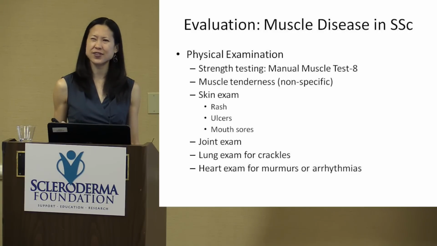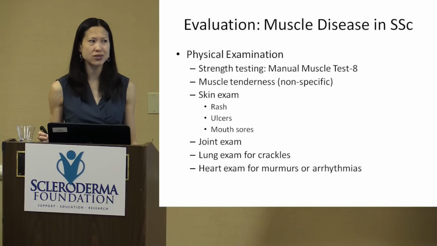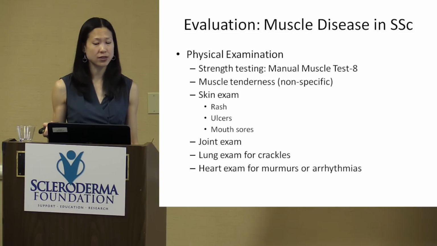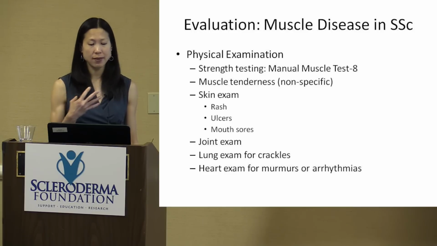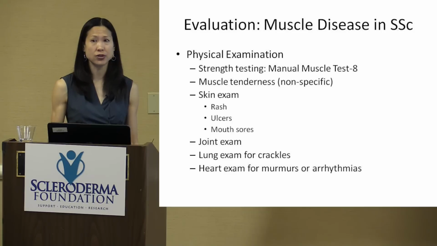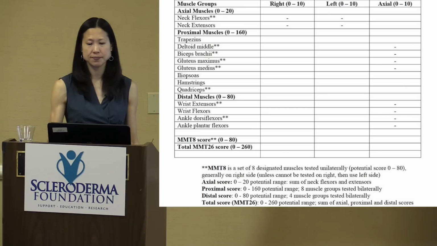Muscle tenderness is fairly nonspecific. If a patient is tender in one particular muscle, then you might worry more about an infectious problem than an inflammatory or non-inflammatory problem related to the scleroderma. I mentioned looking for skin rashes, also looking for sores or ulcers on the fingers, looking in the mouth for sores as well, and doing a joint exam, looking for arthritis, and of course listening to the heart and lungs, looking for associated heart or lung disease with muscle disease.